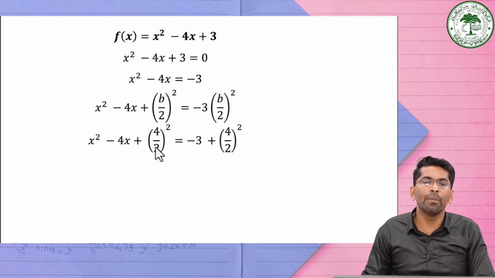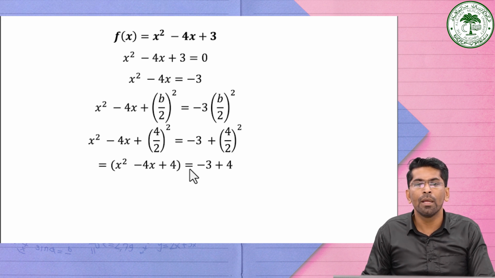So here we can simplify again: x square minus 4x plus (4 divided by 2, which is 2) 2 square, which is equal to 4. So (4 by 2) whole square will become 4, minus 3 plus (4 by 2) whole square, which will become 4. Now we have a complete square term here.